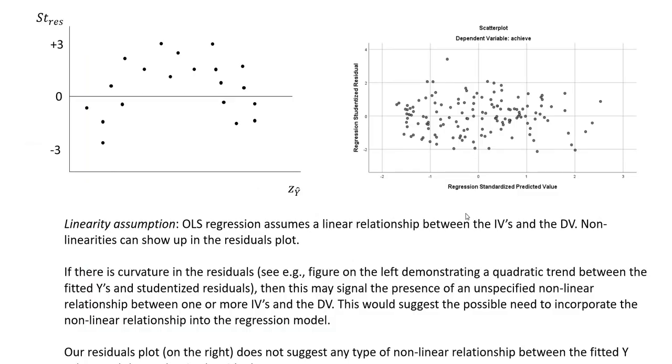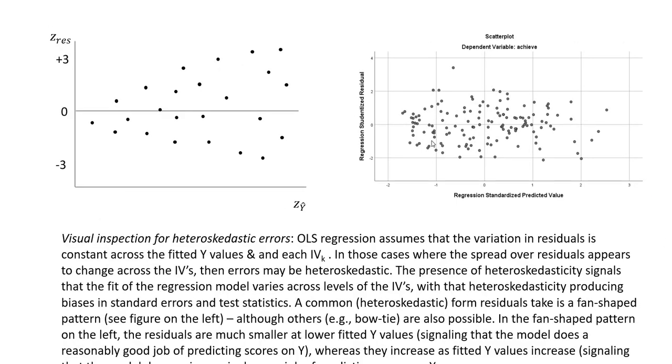Okay, an assumption associated with linear regression is that you have a linear relationship between your independent variables and the dependent variable, and basically nonlinearities can show up in the residuals plot. This plot on the left is sort of an idealized plot, in this case of a quadratic relationship between the predicted values and the studentized residuals. So you can see right here that we have this kind of curvilinearity taking place, and there's no evidence of that when it comes to our residuals plot on the right.